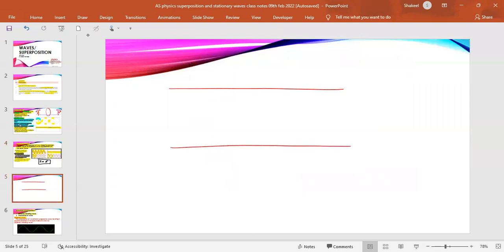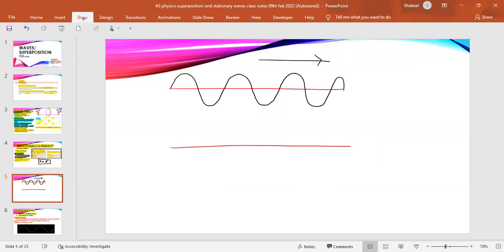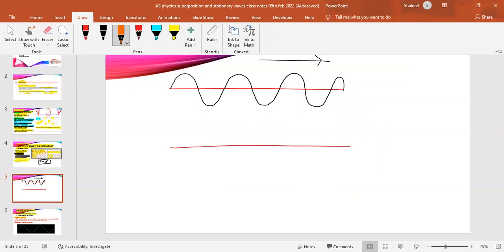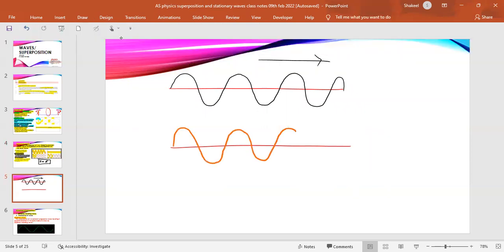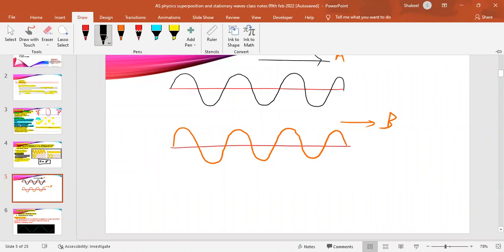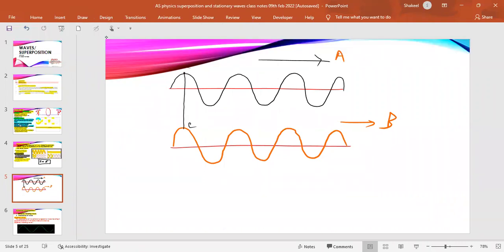Let's say two waves are there, and one wave is like this. Both waves are traveling this way, and the other wave is also this. And this is wave A, this is wave B. Now these two waves are going to interact with each other. So you will see that the crest of this is going to meet with crest of this, and trough of this is going to meet with trough of second. Crest with crest and trough with trough.